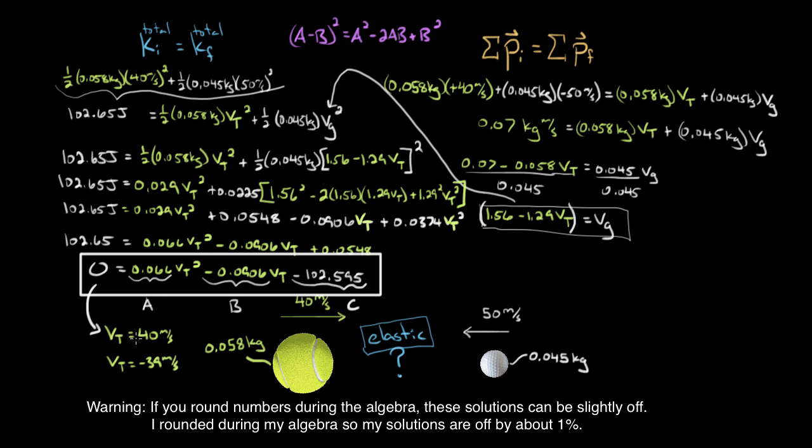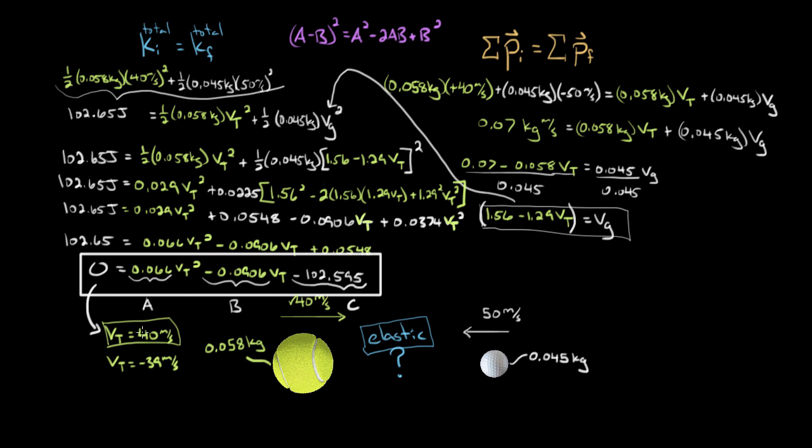And so which one is it? Is it going to be 40 or negative 39? Well, we can figure out which one it is. Look at this VT here, 40. That's the initial velocity it had already. We want the final velocity. Why is it giving us the initial velocity again?